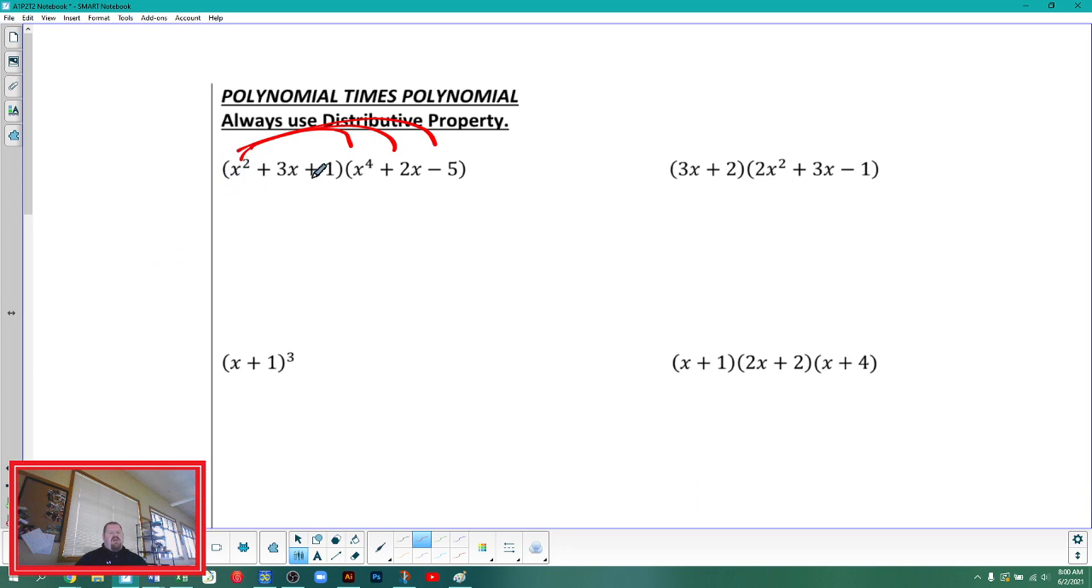Okay, so x squared times x to the 4th. Now this is something that we haven't really talked about yet, but I'm hoping you have elsewhere. That would turn into 6 x's all multiplied together. So that would give me x to the 6th. X squared times 2x is going to give me 2, and that'll be x to the 3rd. X squared times negative 5 will be negative 5x squared.